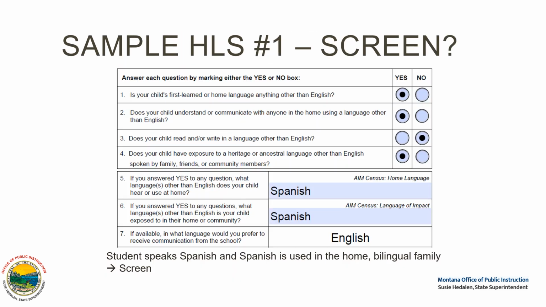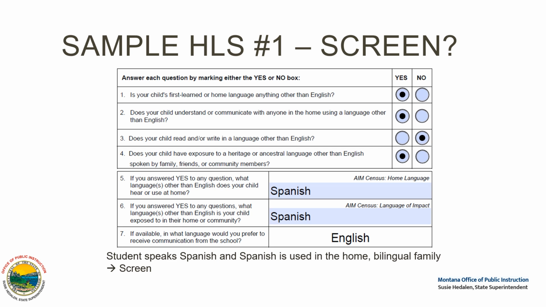I've included a sample home language survey. So do we screen, do we not screen? Looking at this home language survey, the child's first language is something other than English. The child understands or communicates in the home using a language other than English. The child does not read or write any other languages other than English, but the child does have exposure to a heritage or ancestral language spoken by family, friends, or community members.